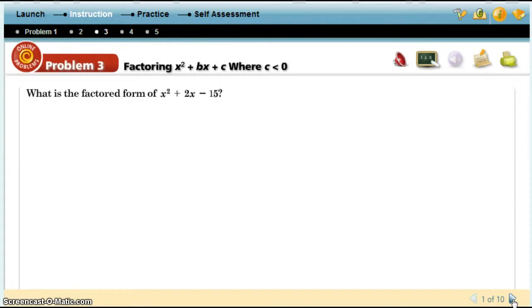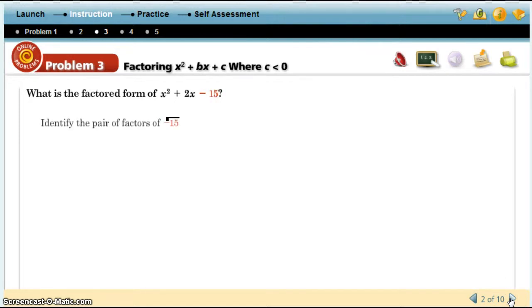In this problem, you will factor a trinomial of the form x squared plus b times x plus c, where c is less than 0. What is the factored form of x squared plus 2 times x minus 15? So we're just looking, this one's a little bit different than the last one because now our product has to be negative 15. So think about what are the two numbers going to have to look like so that I get a negative 15 when multiplying, but then when I add those two numbers, I have to get a positive 2.